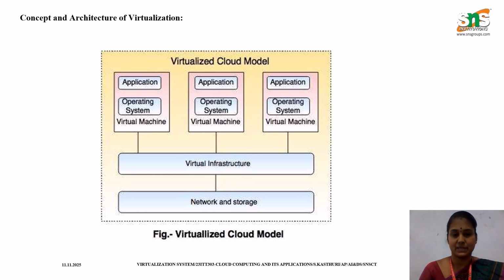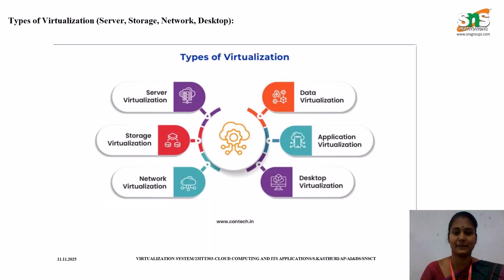Concept and architecture of virtualization. Virtualization is the process of creating a virtual version of a resource, such as servers. The resources may be servers, storage, networks, and operating systems. It allows multiple isolated environments to run on one physical hardware. The core architecture includes physical hardware, that is CPU, memory, and storage. The next one is the hypervisor, a virtual machine monitor, VMM, and the next one is the virtual machines, each with its own OS and applications, and a management layer for monitoring and resource allocation. This architecture improves efficiency and scalability.